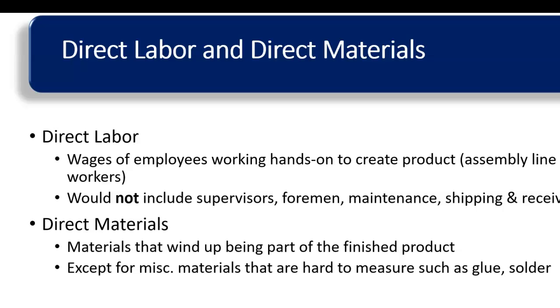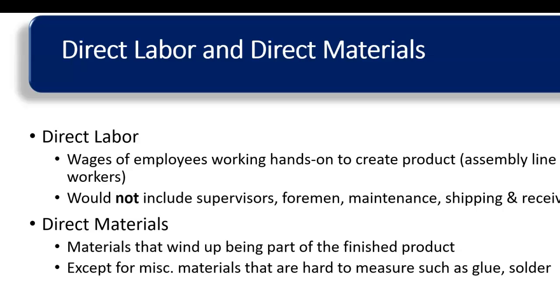What it doesn't include are people that aren't working hands-on to create it. So it doesn't include your supervisors, your foremen. It wouldn't include anyone that's doing maintenance on the equipment. And it also would not include any shipping or receiving employees. Again, direct labor is when people are working to create the product. By the time you're in shipping and receiving, it's already been created. So shipping and receiving employees would not fall under direct labor. They'd actually fall under factory overhead.